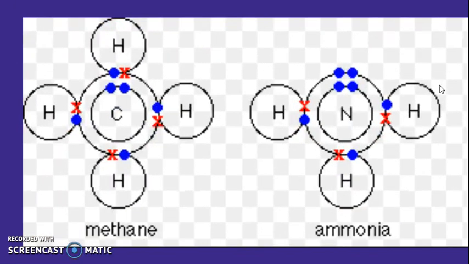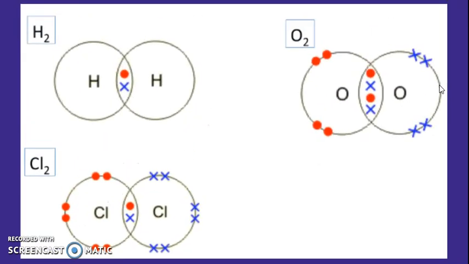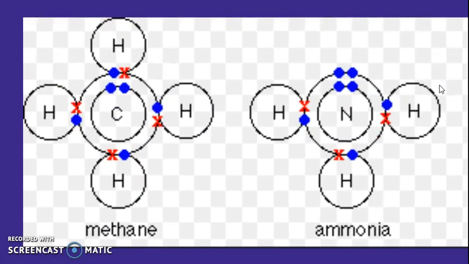Oxygen, this time they share 2 each to make sure they're full, and chlorine just shares 1. Now, these are a little bit more complicated. Methane, CH4. Well, carbon has got 4 electrons in its outer shell, which means it can take 4 electrons to fill it up. If I've got 4 hydrogens, each of those will share their 1 electron in their outer shell with the carbon, and if you count the outer shell, you'll see that 8 are there.